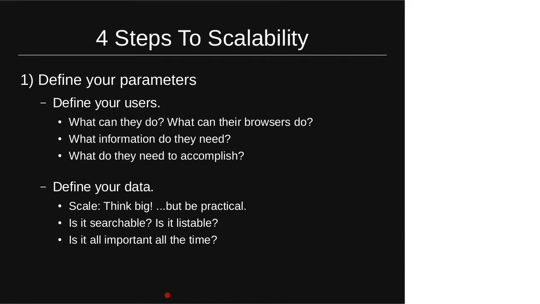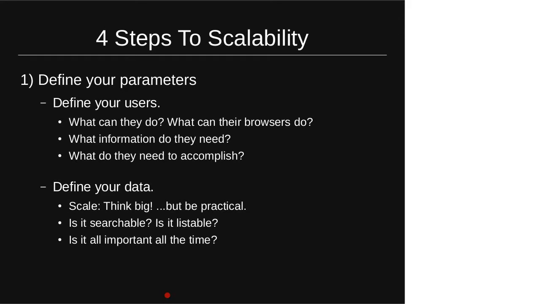What information do they need? Do they need all of the information at once? Do they only need parts of the information? For example, do they need to see a user's address, city, postal code, zip code, phone number? Do they need to see that all at once, or can they just start with the name and go from there, add more information if they need it?